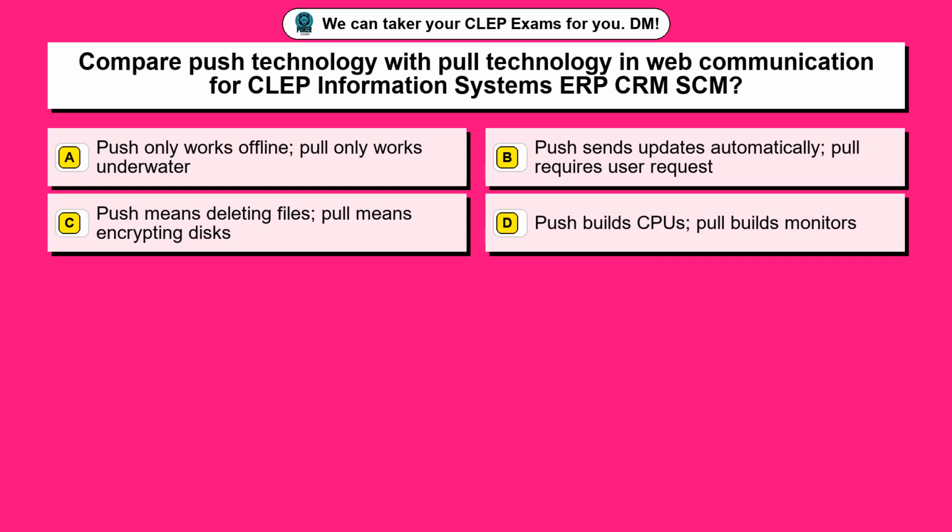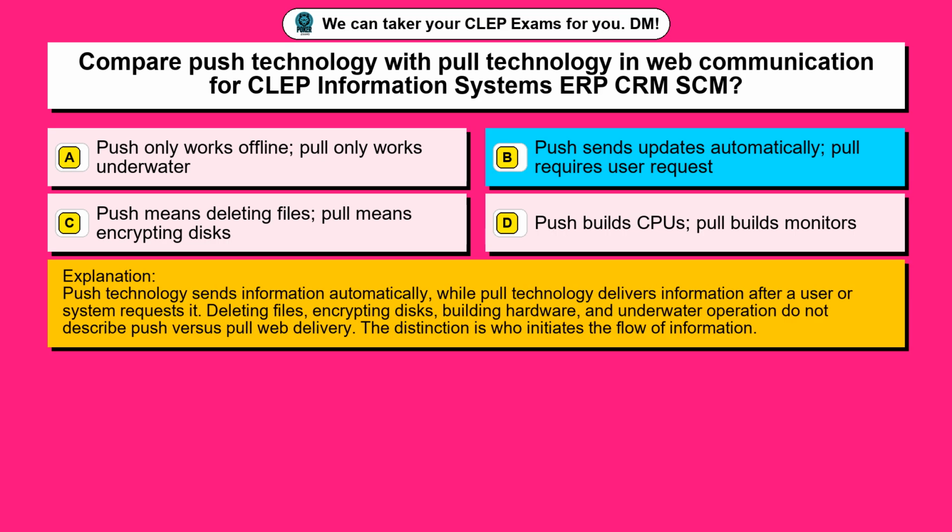Question 30. Compare push technology with pull technology in web communication for CLEP Information Systems ERP CRM SCM. Option A. Push only works offline, pull only works underwater. Option B. Push sends updates automatically, pull requires user request. Option C. Push means deleting files, pull means encrypting disks. Option D. Push builds CPUs, pull builds monitors. The correct answer is option B. Push sends updates automatically, pull requires user request.